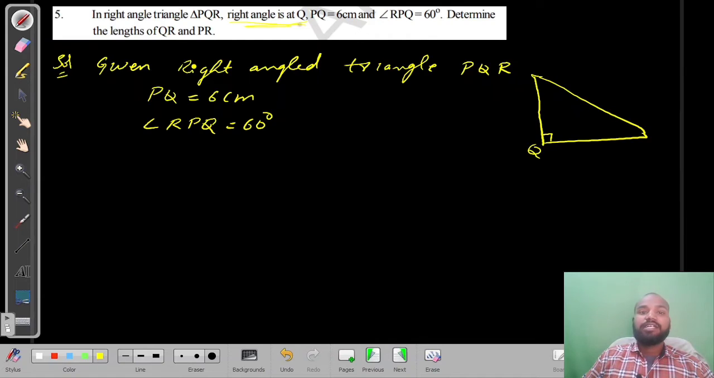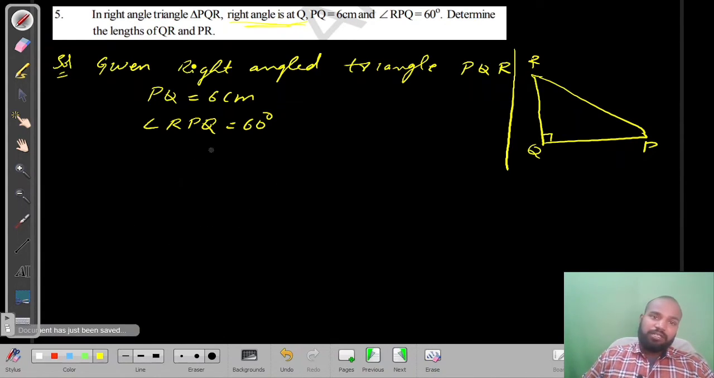Next, our triangle is PQR, right? So here, this is a PQR right angle triangle. Now, what is the angle given? Angle RPQ is equal to 60 degrees. Okay, right. Now, what do we need to do? Determine the length of QR and PR.